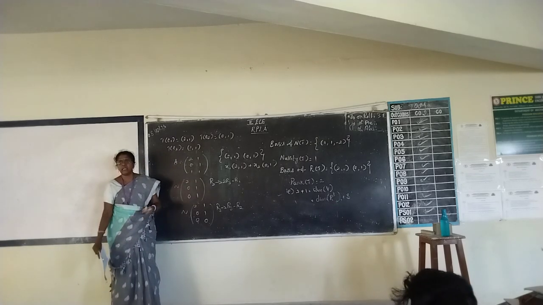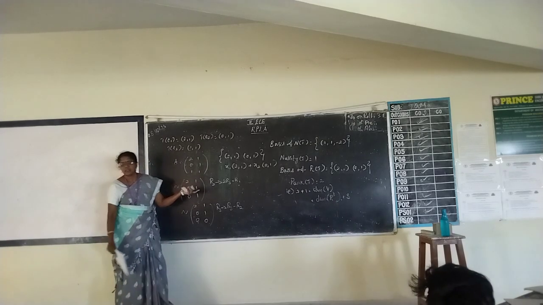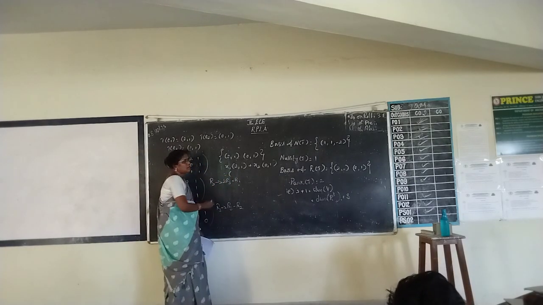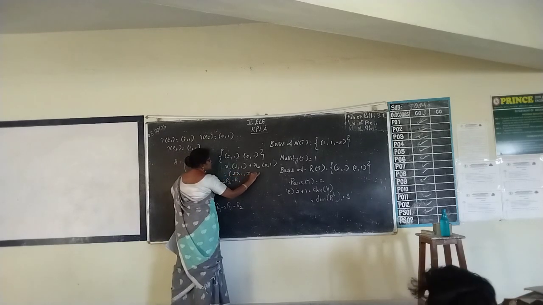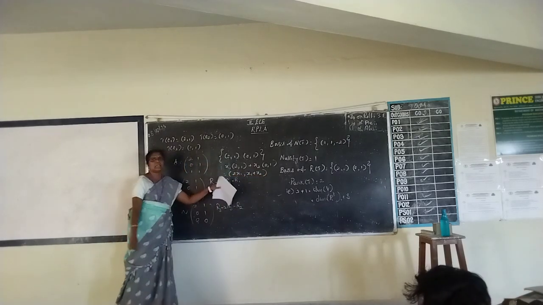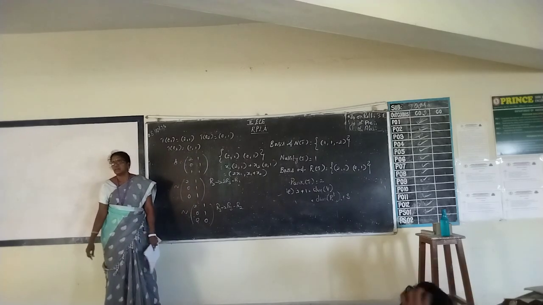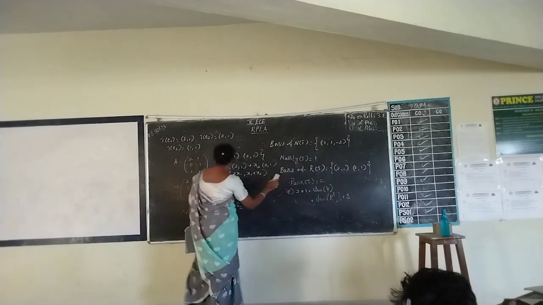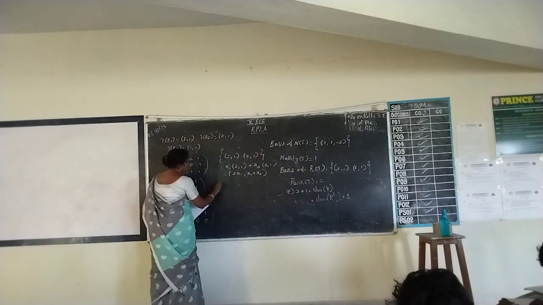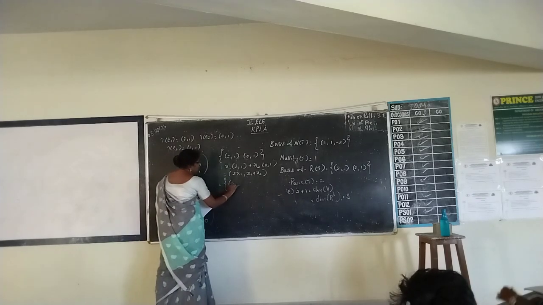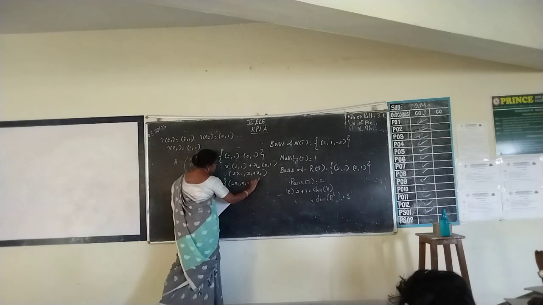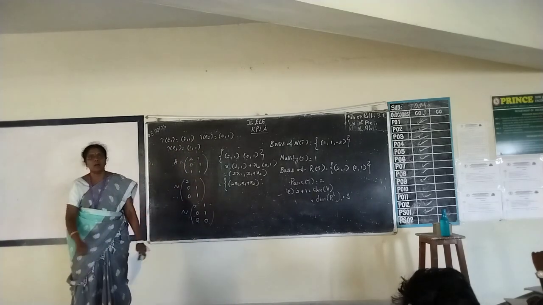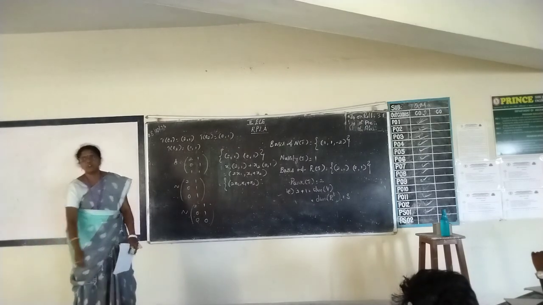So add both. This will be the range space for us: 2x1, x1 plus x2. So right. Hence the range space is equal to the set of all elements of the form 2x1, x1 plus x2 such that x1, x2 belongs to R.